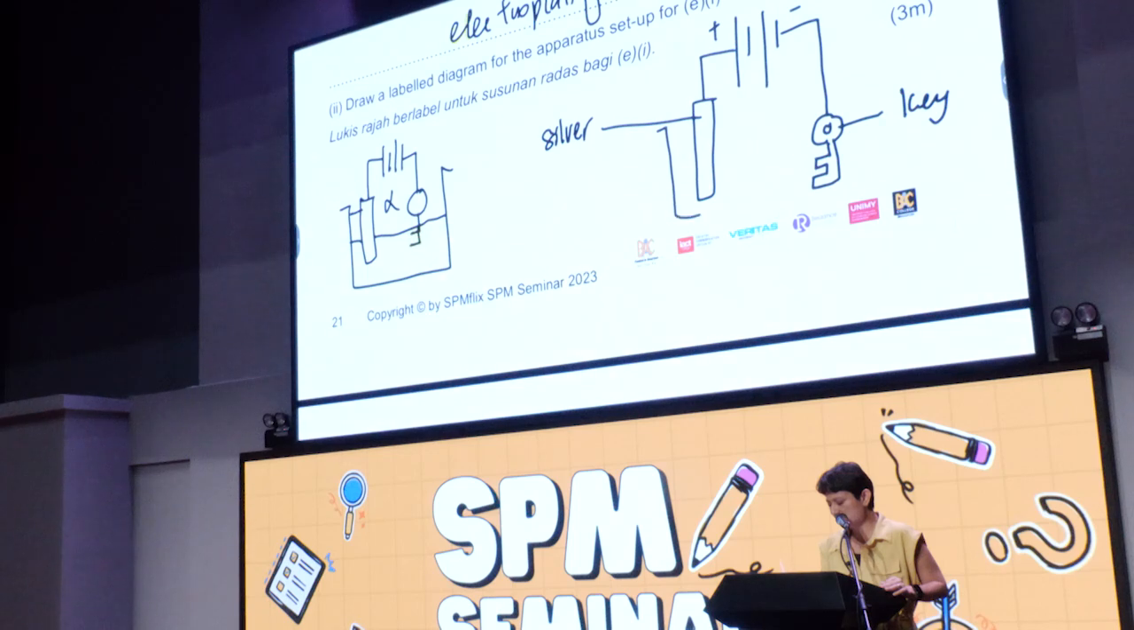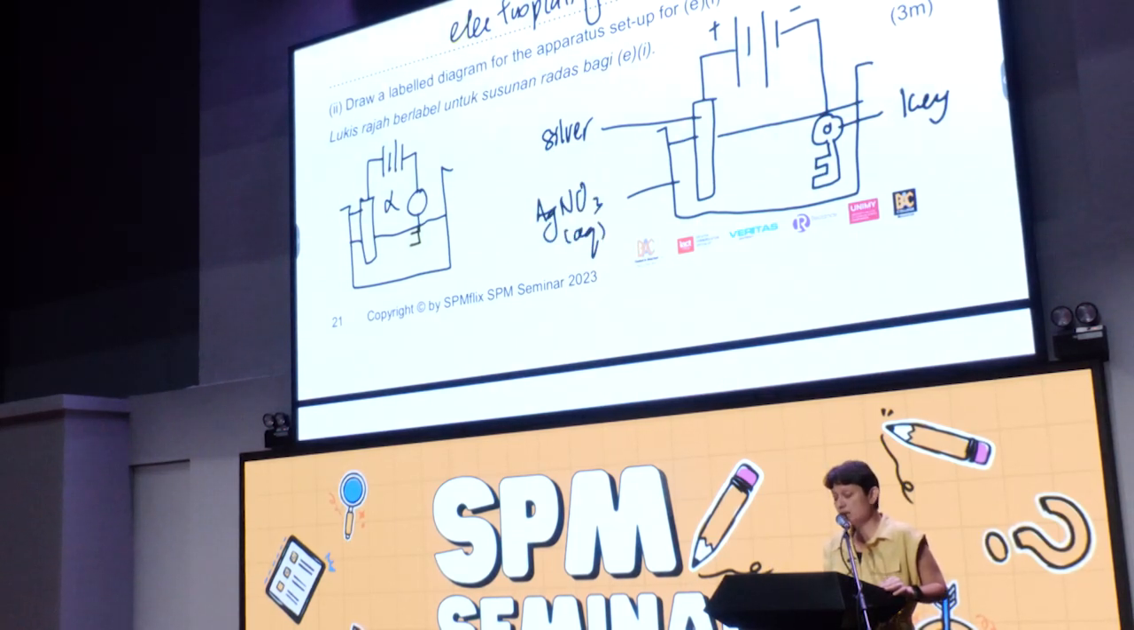Now, your solution must cover the key. So, silver nitrate solution. Okay? Now, this is a 3-mark diagram. They can ask you to write an equation. They can ask you to explain the experiment. But if you do not know how it looks, how to write, cannot.